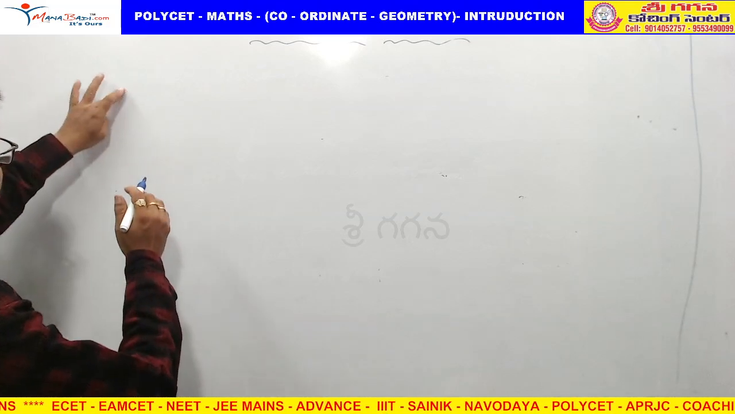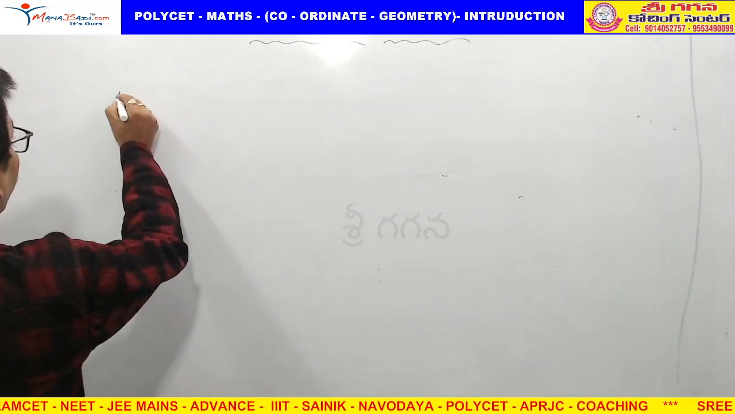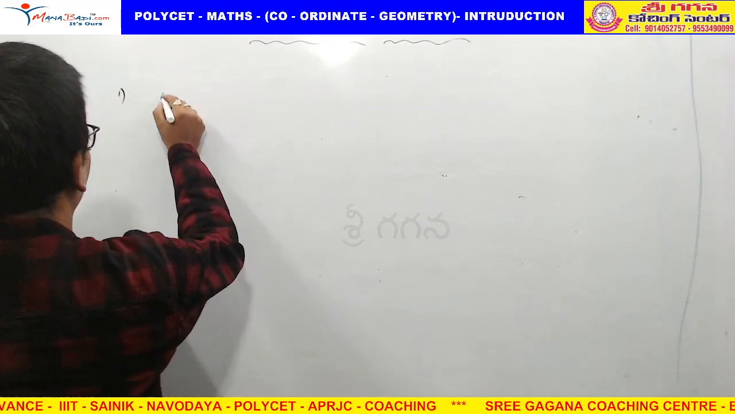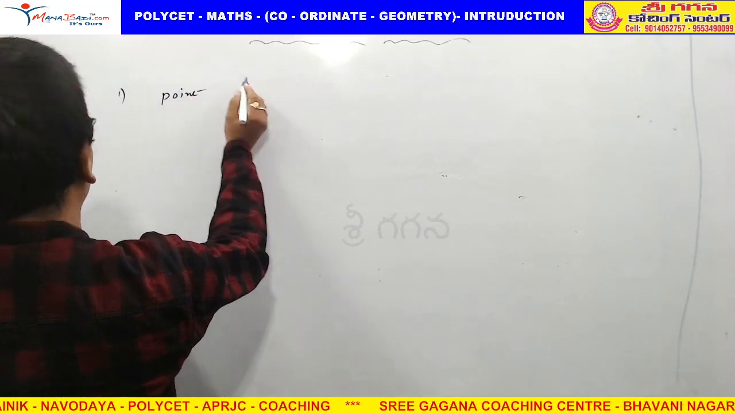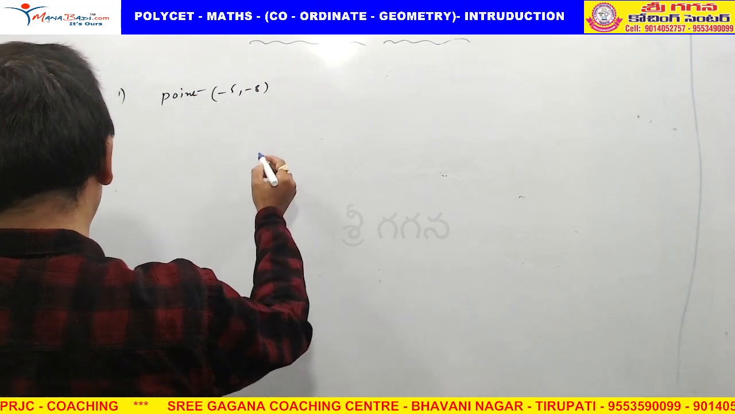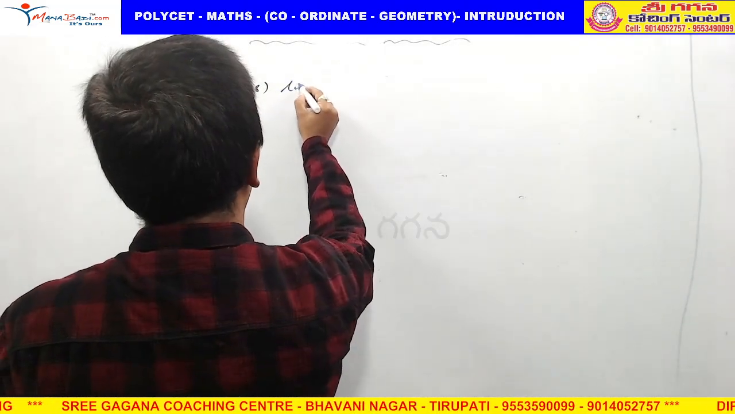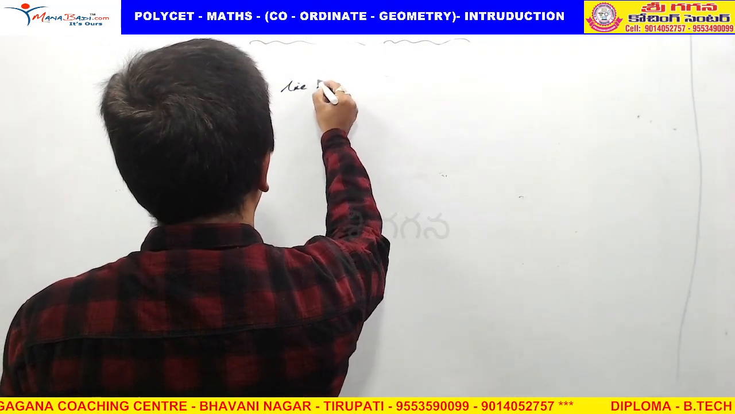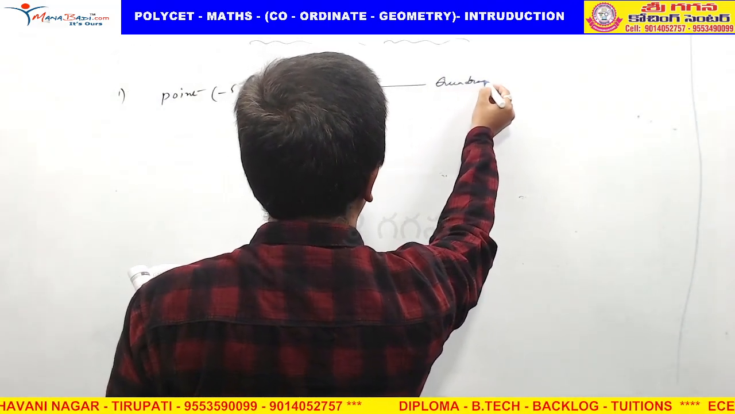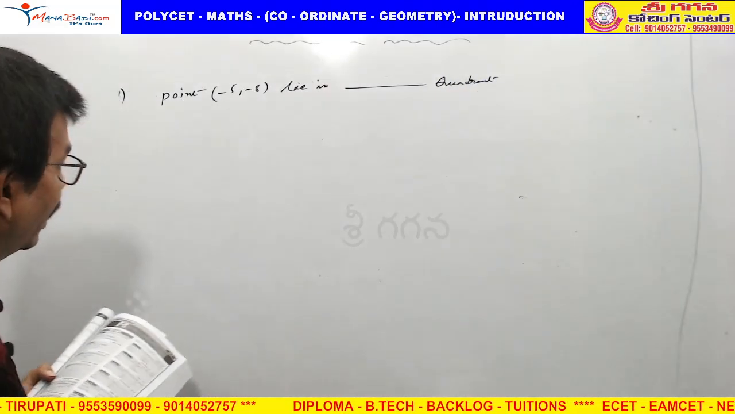See here, some problems I will discuss here. The point (-5, -8) lies in which quadrant, they are asking. So clearly I said clearly.